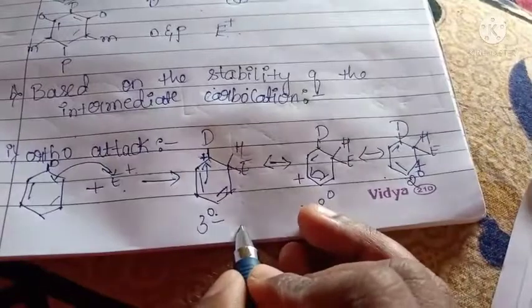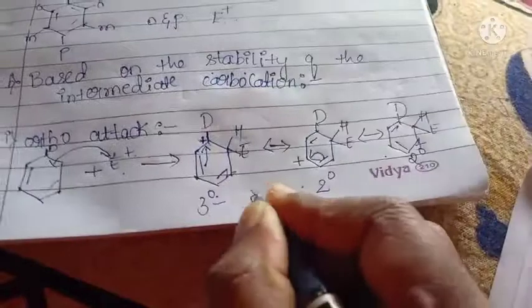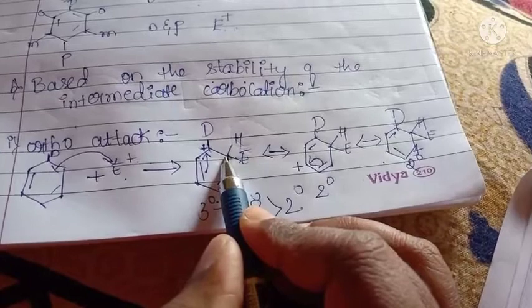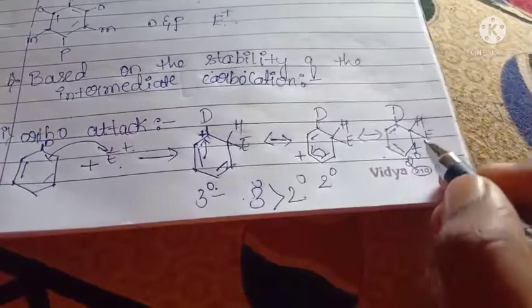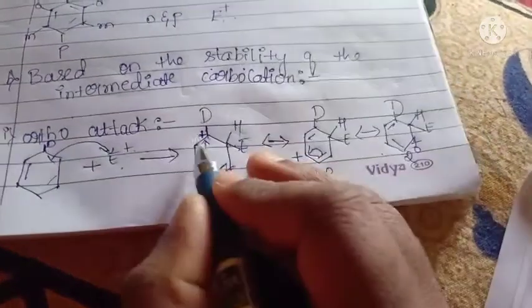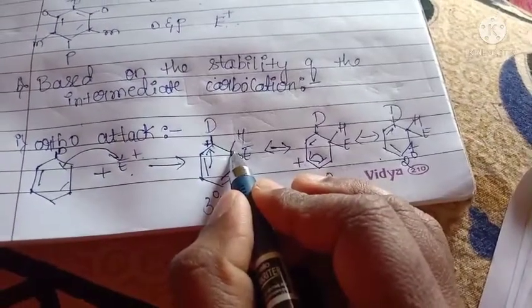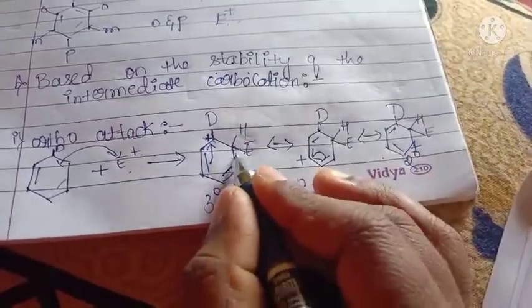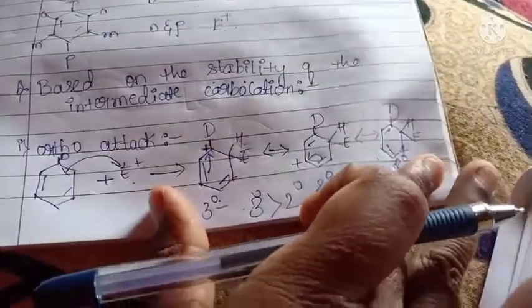Here tertiary carbocation is more stable than secondary. Tertiary is greater than secondary, because an electron rich species is present. Compared to here, this is the meta position. The meta position has the positive charge, and also here it has the positive charge, but in the ortho position there is no positive charge, because it has an electron rich species. So tertiary carbocation is greater than secondary carbocation. This is all about the ortho position.